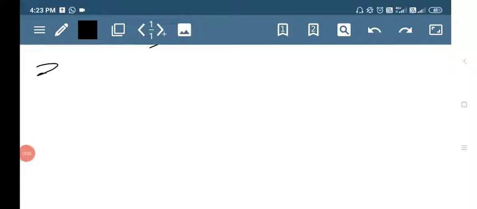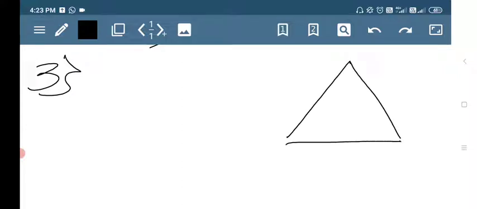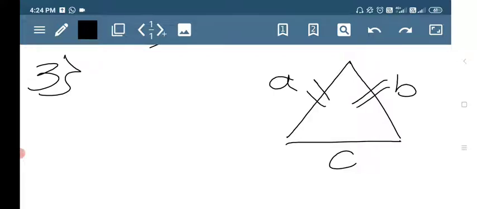Third question. The third question is about the base of an isosceles triangle. What is an isosceles triangle? This is a triangle A, B, C. If two sides are equal, it can be any two sides. It can be A equal to C, or A equal to B, or B equal to C. If any two sides are equal, then it is called an isosceles triangle.